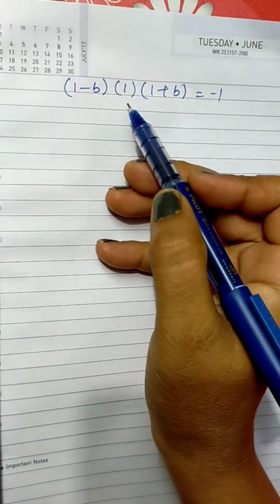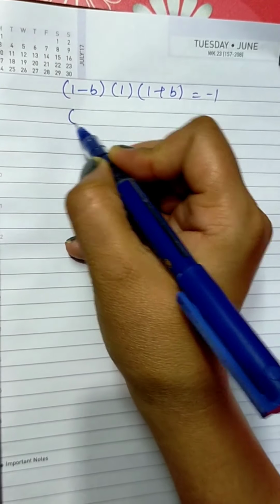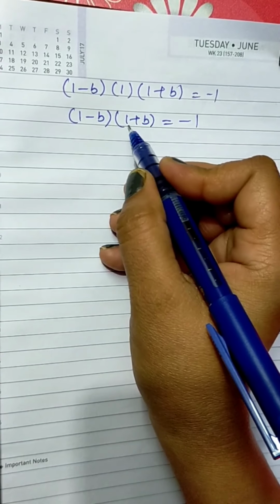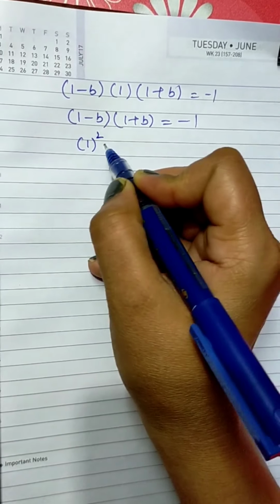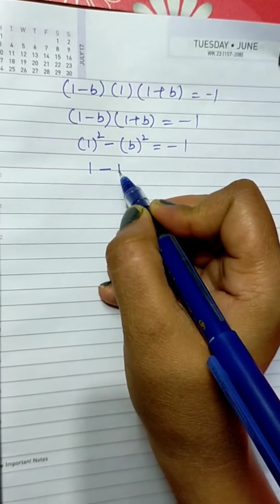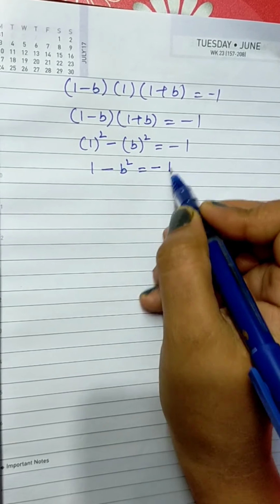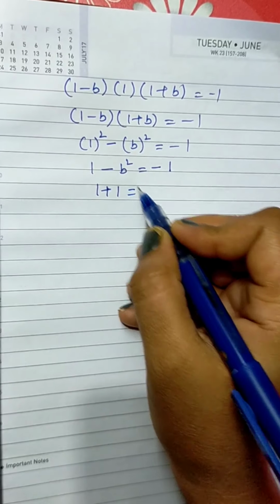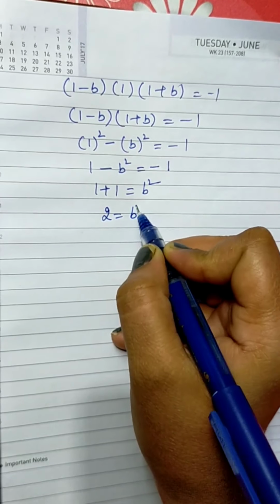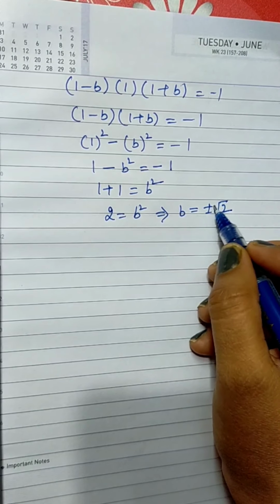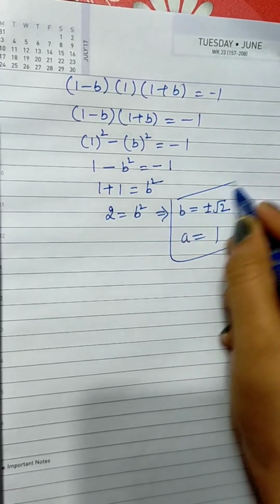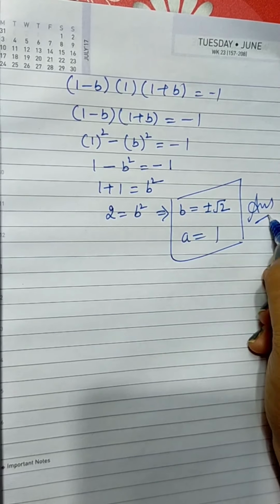So let's solve it. 1 multiplied by all brackets gives the same, so this is dissolved here. a minus b into a plus b gives a square minus b square. So 1 minus b square equals minus 1. This b square goes over that side and I'm taking this minus 1 to be there. So what we are left with? b is plus minus square root 2. So we got both the values, a as 1 and b as plus minus square root 2. This is question number 3.